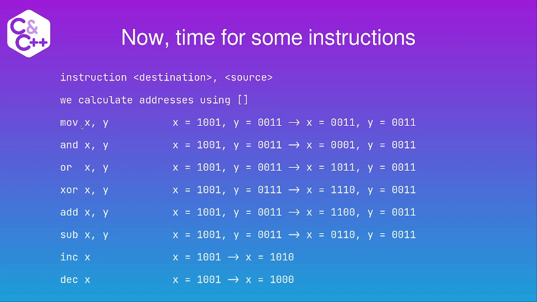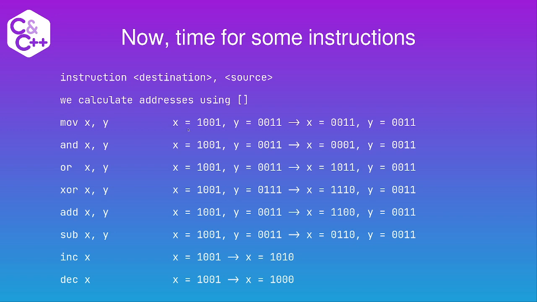So, mov x, y. I'm going over mov, and, or, xor, add, sub, inc, and dec. Those are all the instructions I will be covering for right now. When we do mov x, y, this is how you do it, by the way: you put a comma between operands. These are called operands, and these are called instructions.